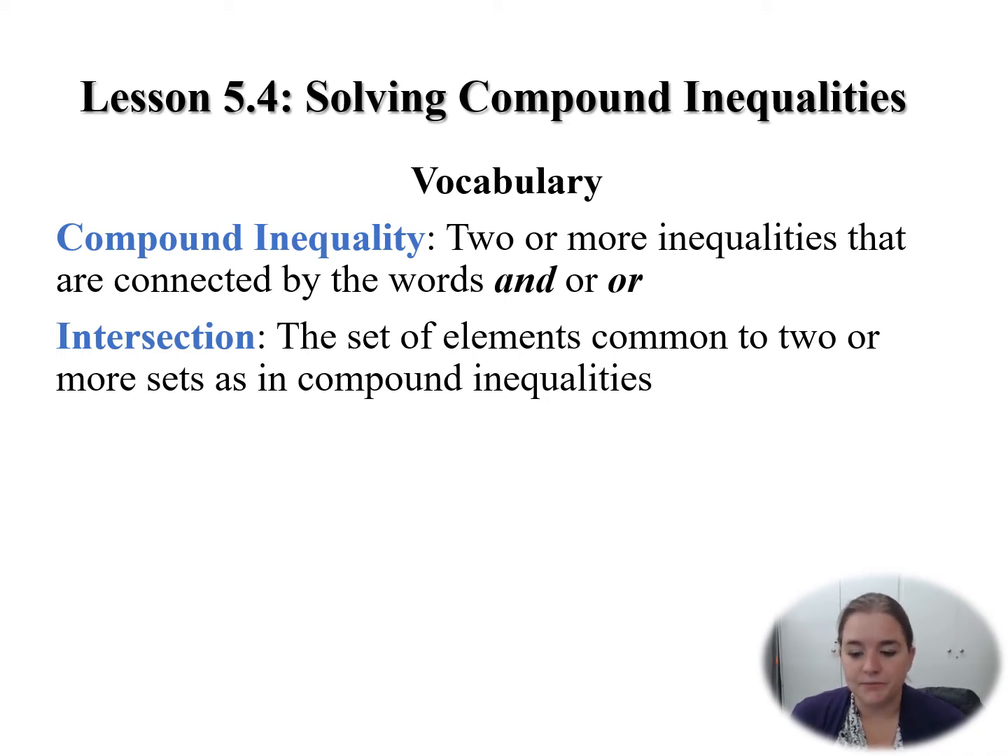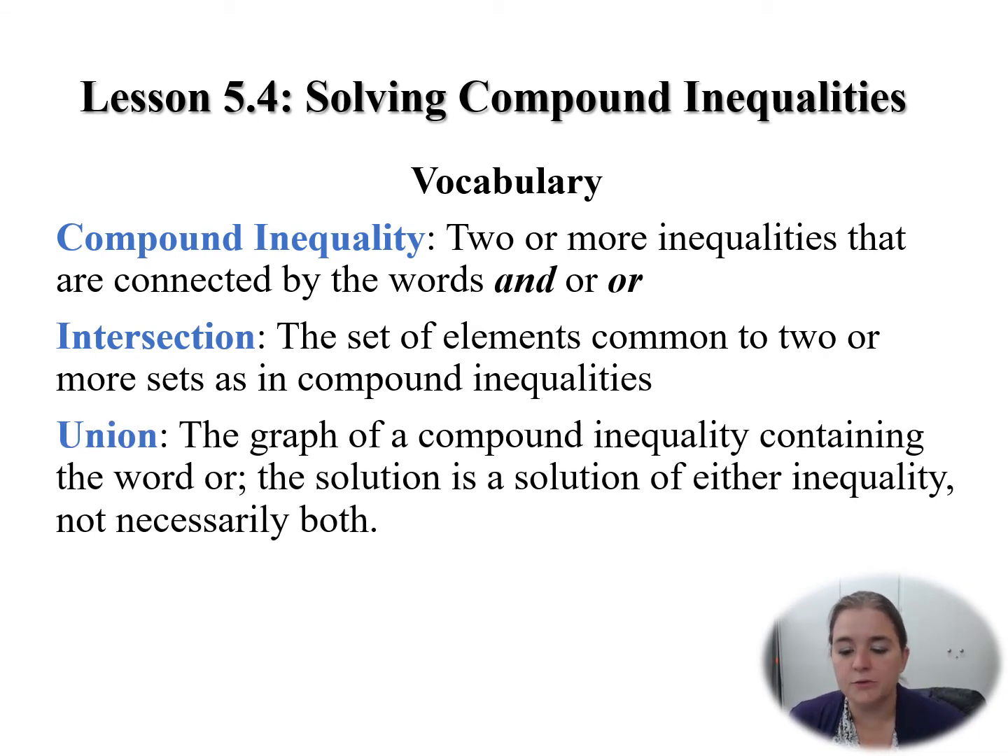We can have an intersection, which is a set of elements common to two or more sets, as in compound inequalities. So these are things that are true for both. So it's true for the first inequality and true for the second, or third, or fourth, or fifth. We can also have this idea of a union. The union is the graph that shows us my inequalities. Sometimes that'll be an intersection where it has double shaded spots, where it has things that are true for both, but sometimes the union graph will show that there are opposite solutions, that there are some solutions that are true for one inequality and not true for the other. So a union is just the graph of the compound inequality containing the word or. The solution is a solution of either inequality, but not necessarily both.